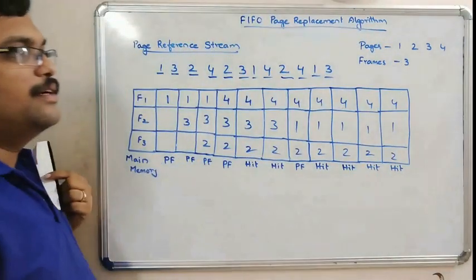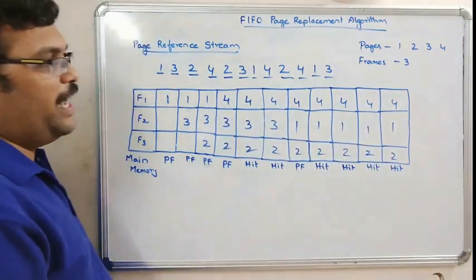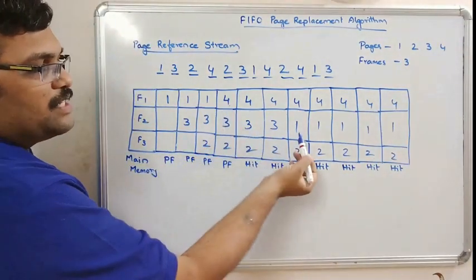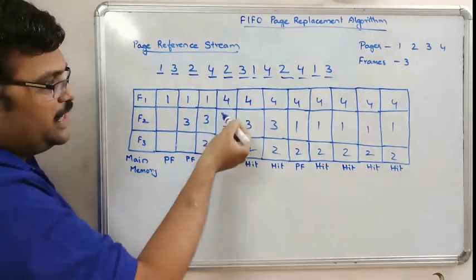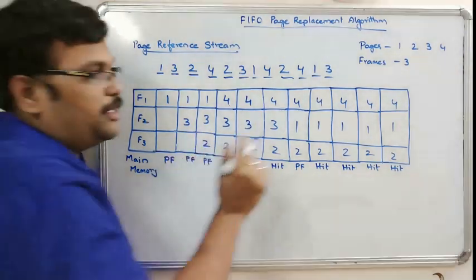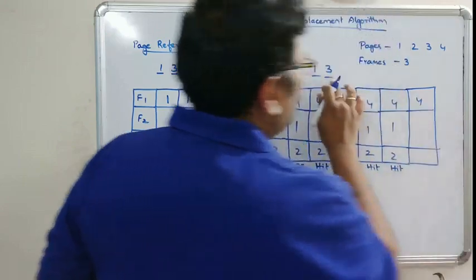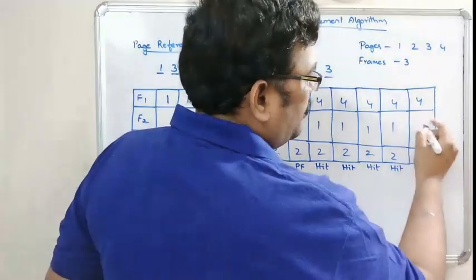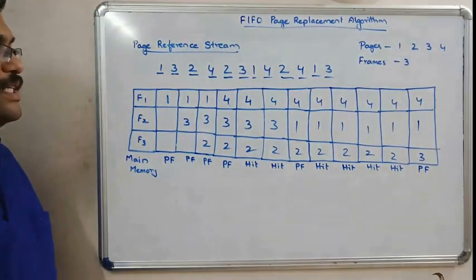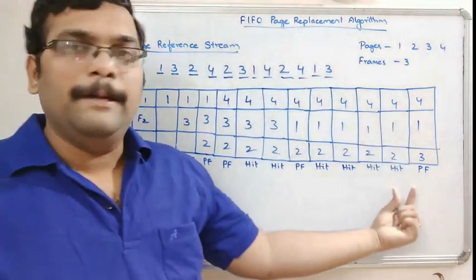Again the last one, 3. So 3 is not available in the main memory. Which page should be replaced among 4, 1 and 2? 4 starts from here, 1 starts from here and 2 starts from here. Among these, 2 is the first to be loaded in the main memory. So 2 will be replaced with the required page. What is the required page? The last one, 3. So 4, 1 and 3. Here it is not available, so it is a page fault. This is how we load the required pages from the page reference string to the main memory.